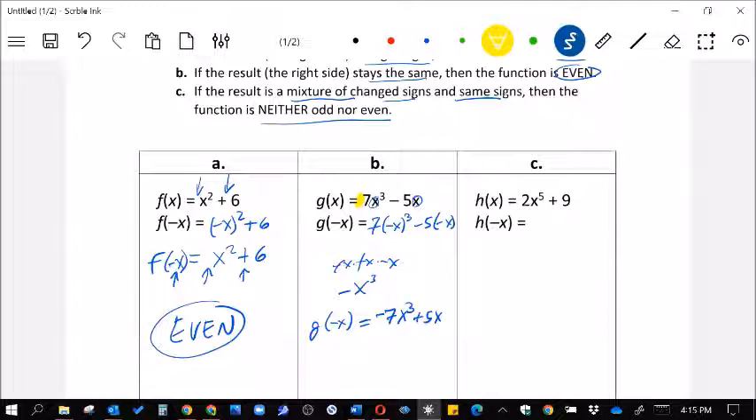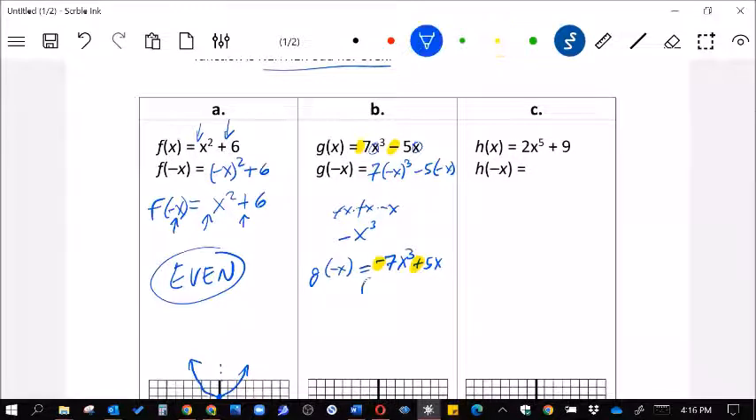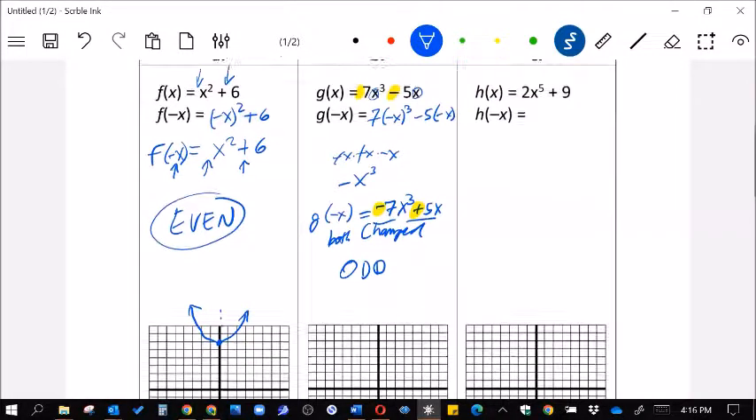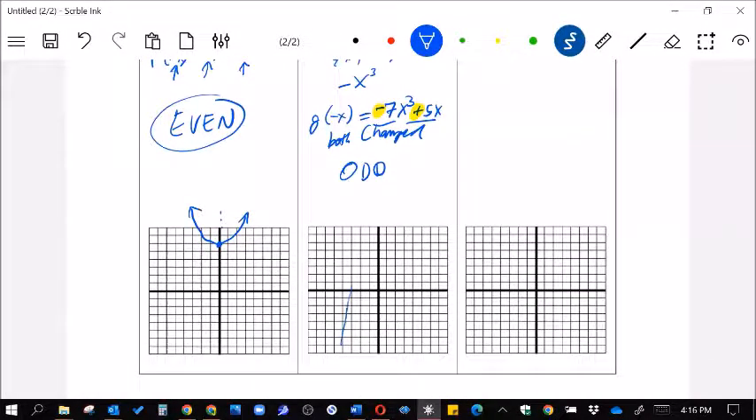So the signs were positive and negative, and now they're negative and positive. So here, both of them changed. And when every single one of the terms changes signs, that makes it an odd. So this one, when it's graphed, because it's a cube and 0 is one of the x's, it is something like this.